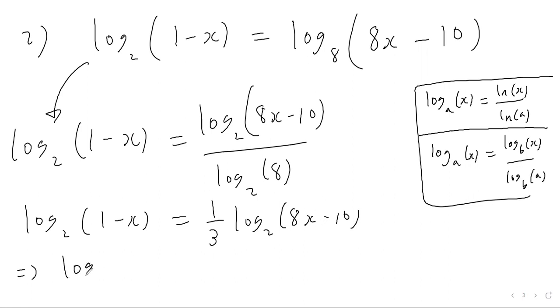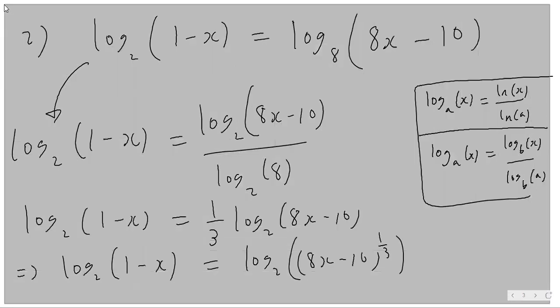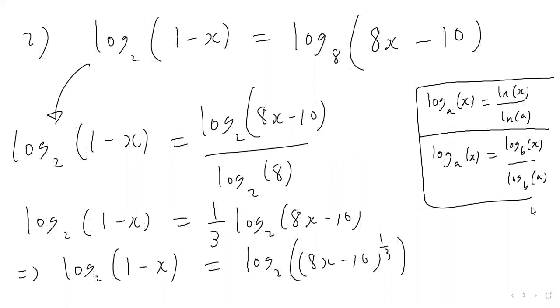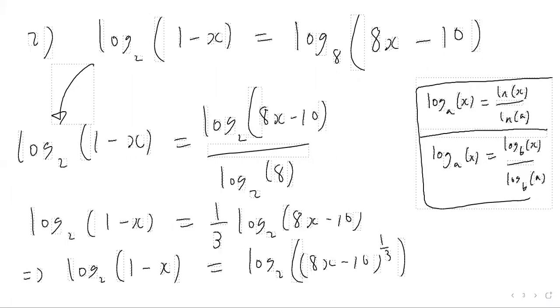So we get log base 2 of 1 minus x is equal to log base 2 of 8x minus 10, and that's all to the power of 1/3 there. So then now what we can say is, well, we've got two functions which give the same value, so they are the same.